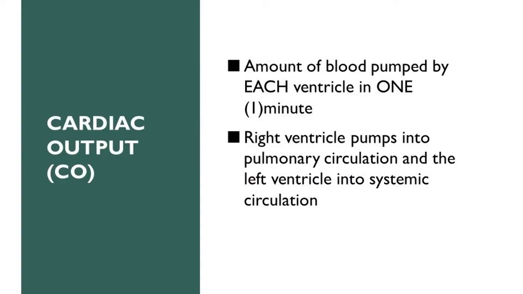In this video, we will be looking at cardiac output, its definition, and some of the factors that affect the cardiac output. Cardiac output, by definition, is the amount of blood pumped by each ventricle in 1 minute. The right ventricle will pump the blood into pulmonary circulation, and the left ventricle will pump the blood into systemic circulation. So both these events will occur simultaneously because both ventricles will contract at the same time.